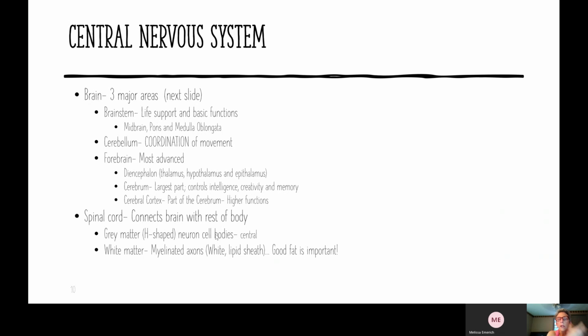And it's really important to have good, healthy fats, because that lipid fat sheath needs to be healthy and intact. If it doesn't have an adequate amount of lipids, then there's a hard time transmitting information, because it needs to get through that blood-brain barrier. So there needs to be good, healthy fats in our bodies to create a healthy myelinated sheath around our axons.